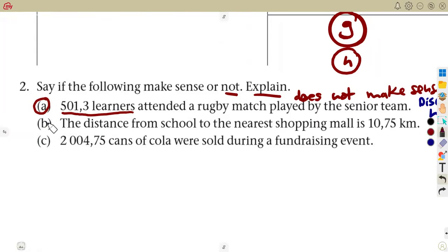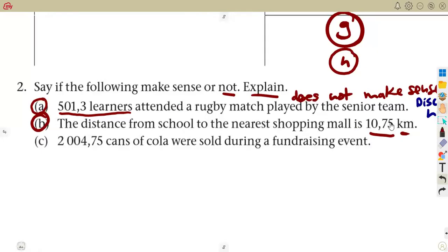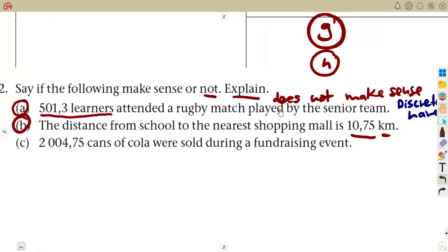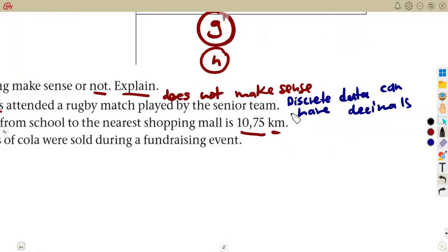That's the explained part. B, the distance from school to the nearest shopping mall is 10,75 kilometers. Does that part make sense? Yes, it makes sense. We are not worried about this thing of being nearest. It's just the distance. The way it is presented, does it make sense? Yes, distance can be a whole number. Distance can be a decimal. It's a measured value. Distance is measured. So this one does make sense.